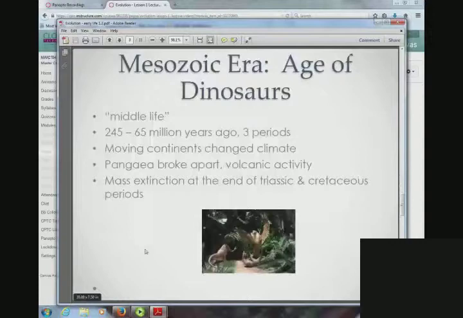The Mesozoic era, or the age of the dinosaurs, is the middle life. This was from 245 to 65 million years ago, and it's divided into 3 periods. Here we continue to have moving continents that change the climate. Pangea broke apart, and we ended up with a lot of volcanic activity. We had a mass extinction at the end of the Triassic and Cretaceous periods.